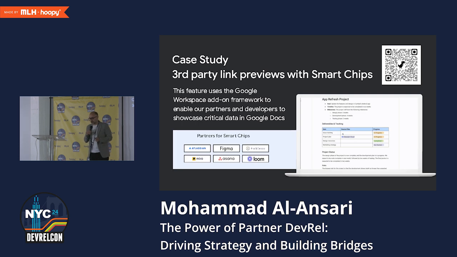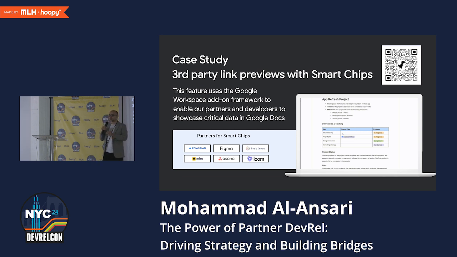All right, so let's do a quick case study. Last year, we launched a new feature called third-party link preview with smart chips. How many of you use Google Docs? Yes, okay, a few. I don't know if you've noticed this, but if you paste a link to another Google Doc, slides, or sheet in a Google Doc, it will pop up a small prompt that says, hey, click tab to convert this into a smart chip, right? And it converts this ugly URL into a nice chip, and if you hover over it, you get a preview of the file, etc.